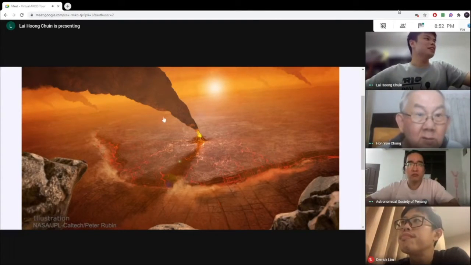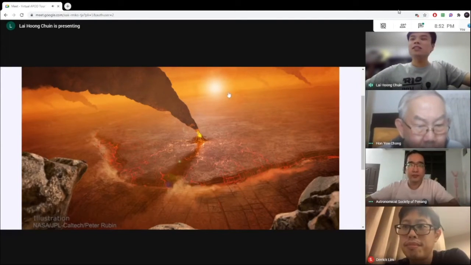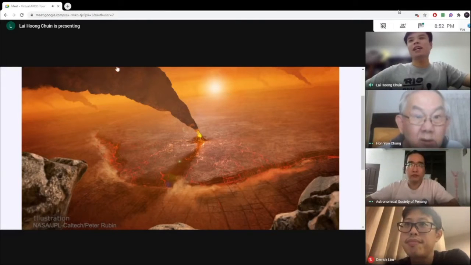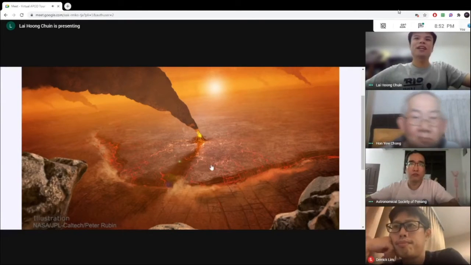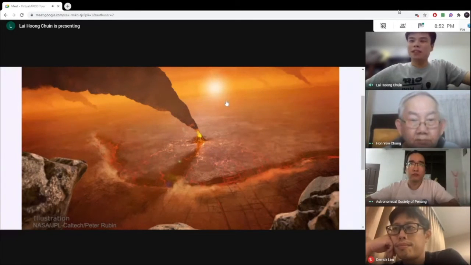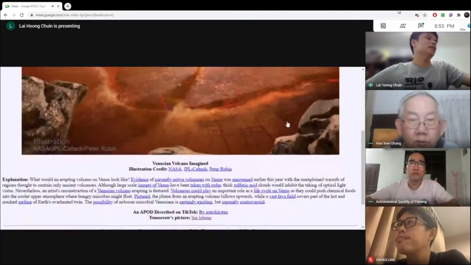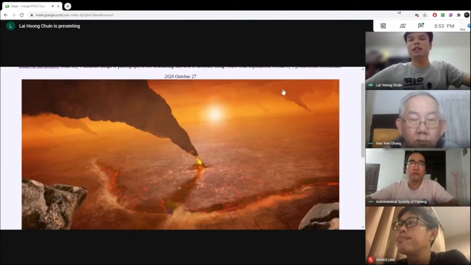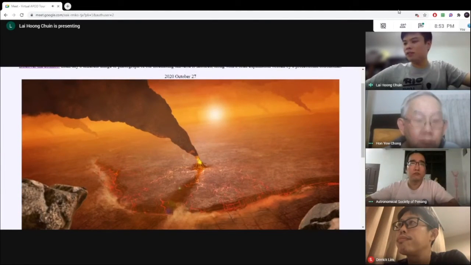So this is the artist's impression. We know that they have volcanoes, and whether the volcanoes on Venus actually look like this, we are not sure about it. We don't know. But based on volcanoes on Earth, the artists imagine that the volcano erupts. A volcano eruption on Venus is about the same as on Earth. So this is the artist's impression. This is not the real volcano eruption on Venus. So this is about it for the 27th of October.